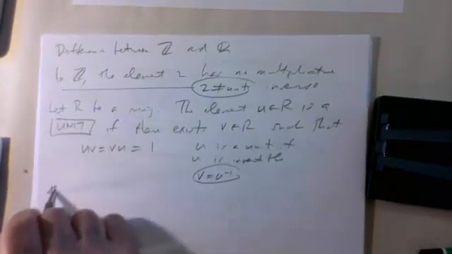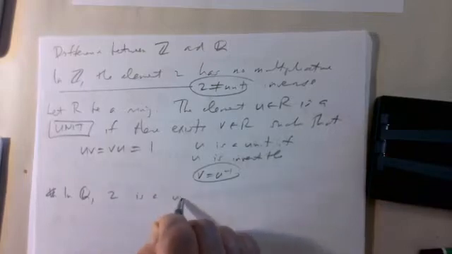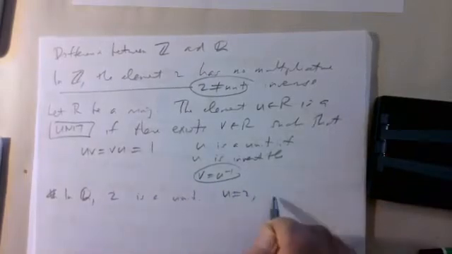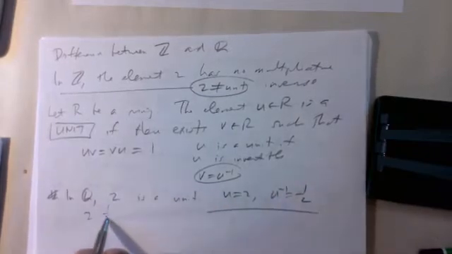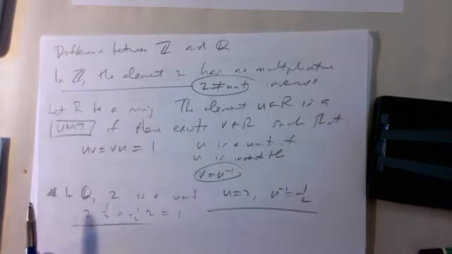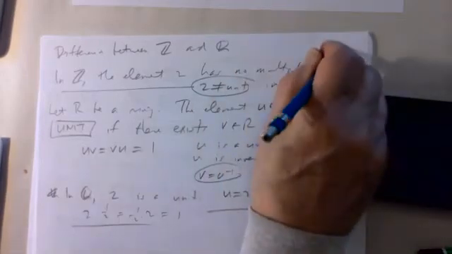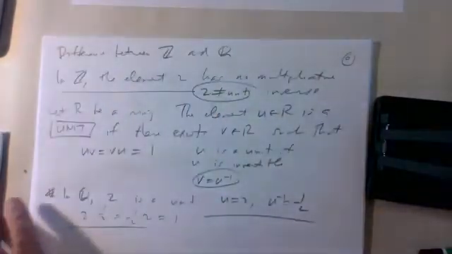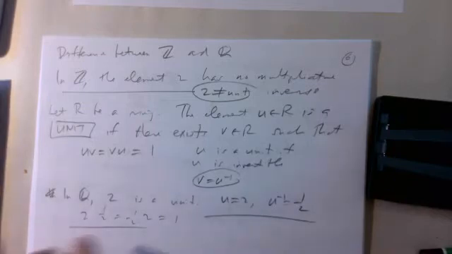In the rationals, 2 is a unit. If U is 2, U inverse is a half, right? 2 times a half, and a half times 2 is 1. So in the rationals, 2 is a unit, but in the integers, 2 is not a unit. Okay. Any questions about this? This is terminology, but it's very important.